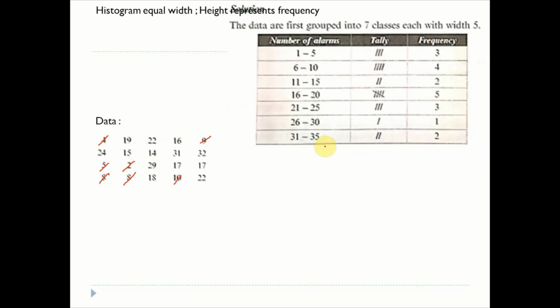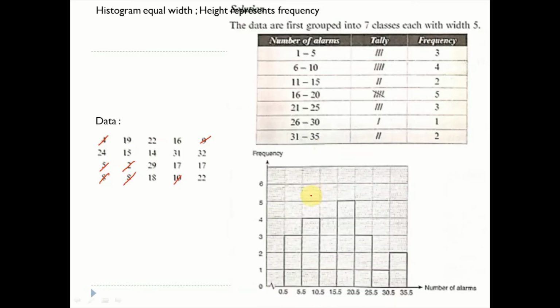Next, to draw the histogram, it must be on graph paper, and you see the numbers at the bottom must be the lower boundaries and the upper boundaries. So you see for this first one, 1 until 5, the lower boundary is not 1, it is actually 0.5. And the upper boundary is not 5, it is 5.5. So between 0.5 and 5.5, its frequency is 3. So up to here is 3.